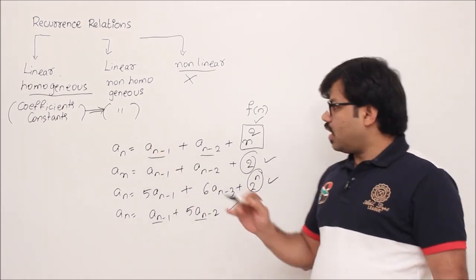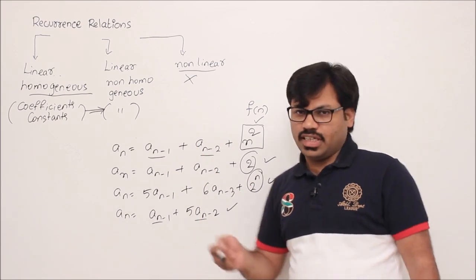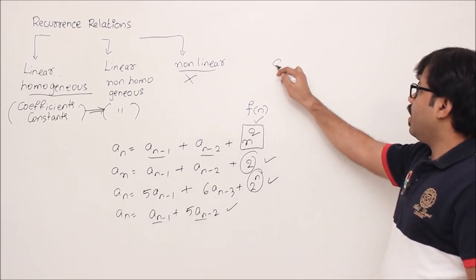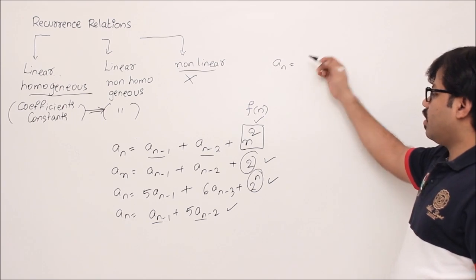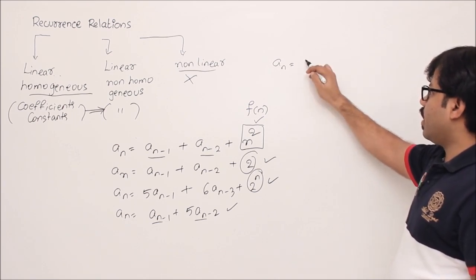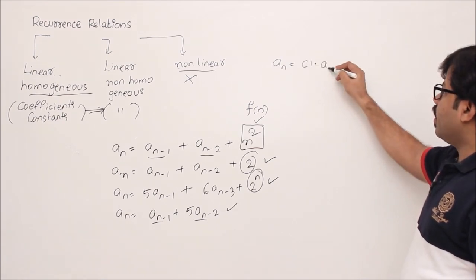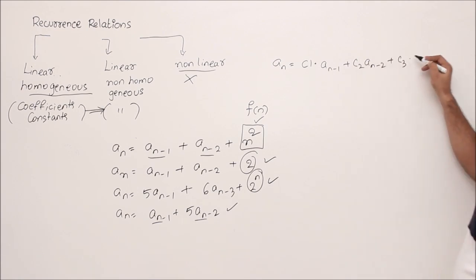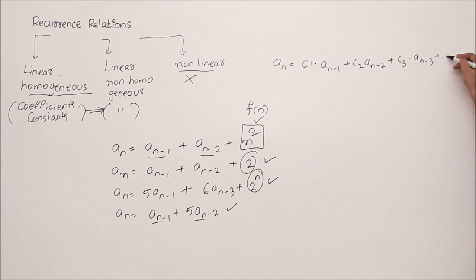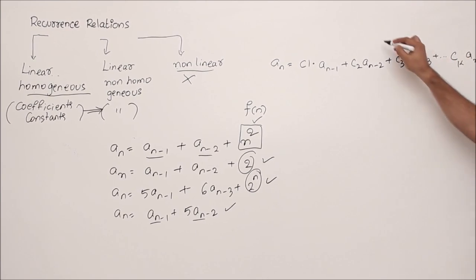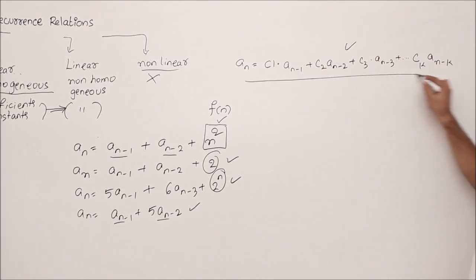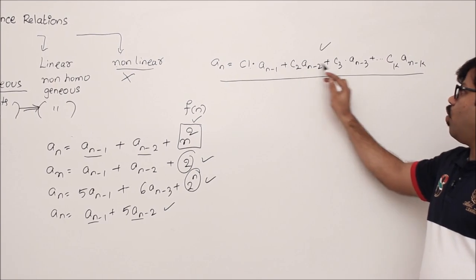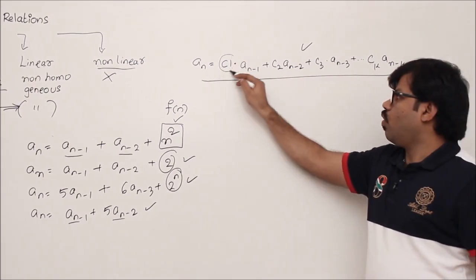Now we'll see the structure of any linear homogeneous equation. It will be like this: an equal to constant 1 into an minus 1 plus constant 2 into an minus 2 plus constant 3 into an minus 3 plus so on, up to ck into an minus k. This is a linear homogeneous recurrence relation with constant coefficients. Here this is called coefficient.